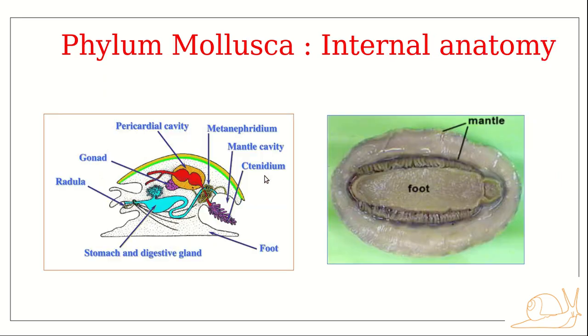Now we will look into the various other structures. This is a typical figure which shows all the parts. Here you can see the foot region, the head region, and the visceral mass. The blue shows the alimentary canal, the red shows the circulatory system, this one is the major respiratory structure, and the yellow one shows the excretory organ.